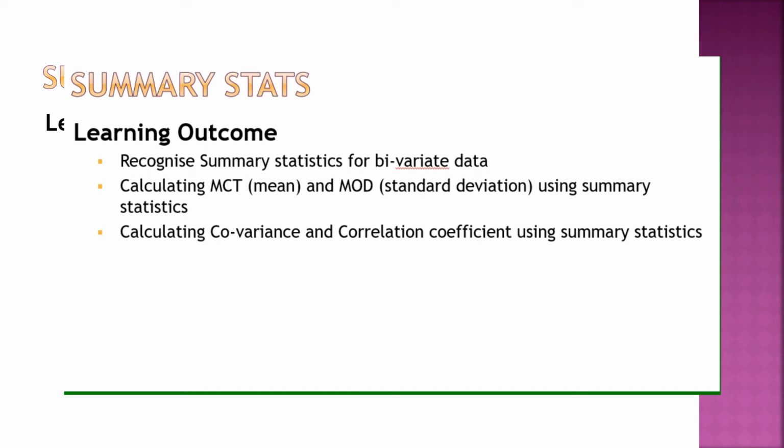Okay, today we are going to do summary statistics. It is very similar to what we did in chapter 1, basically. So you've got to recognize summary statistics for bivariate data, like when you will be given sigma x squared. I will show you later. Calculating mean and standard deviation using summary statistics, we have done that already. The new one that you're going to learn now is calculating covariance and correlation coefficient using summary statistics.